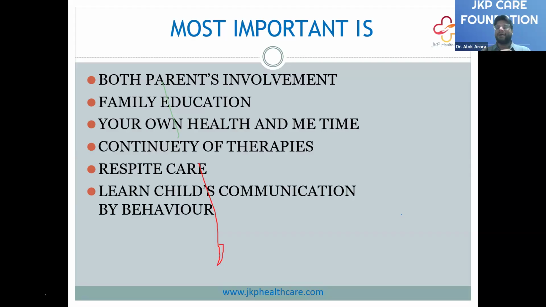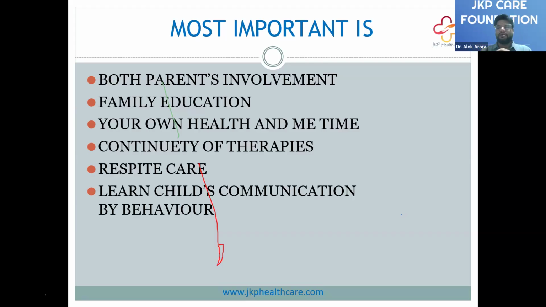And sorry, I missed respite care. Respite care is what? When the child is being cared for by someone else, your responsibility is being shared by someone else. Why is respite care important? Number one, to give you me time. Number two, to prepare the child to be with others as well.